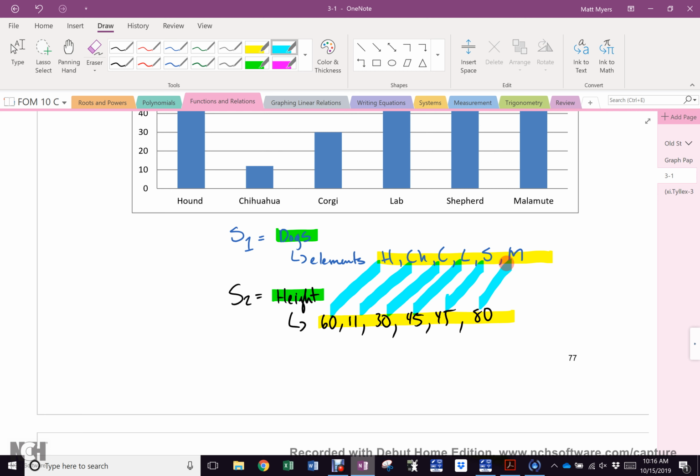Why does that screw up this relation? When I say what dog is 45 centimeters tall, why does that screw up the relation? This graph only shows the average, not the exact height. Nope. I'll do it again. What dog is 60 centimeters tall? What dog is 11 centimeters tall? What dog is 30 centimeters tall? What dog is 80 centimeters tall? What dog is 45 centimeters tall? Which one am I thinking of? We don't know. Why? Because you haven't told us.